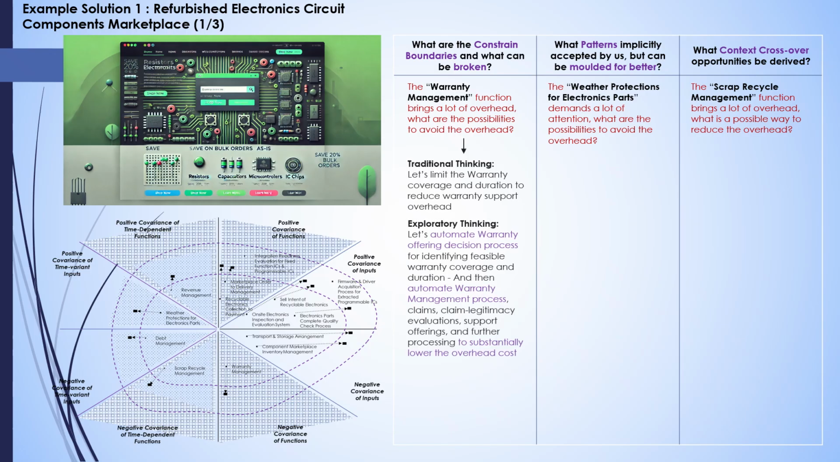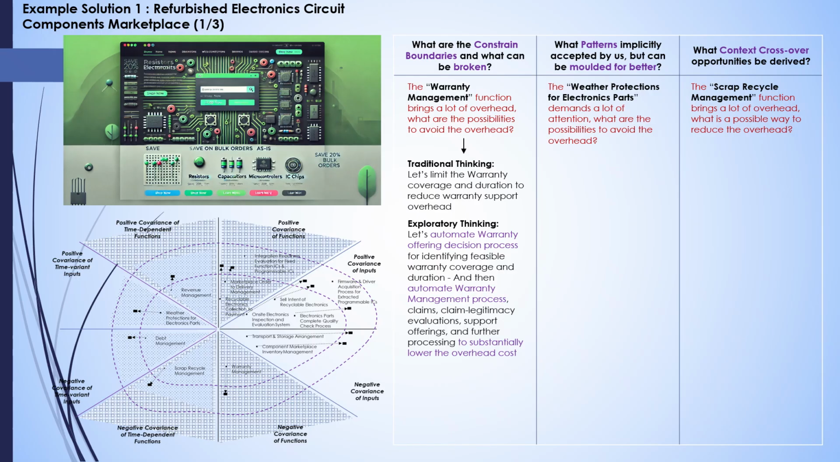Start with warranty management. The conventional response is straightforward. Limit the warranty coverage, shorten the duration, reduce the exposure. Less warranty, less overhead. Problem managed. But now, apply unconstrained thinking. What if instead of limiting warranty, you automated it?